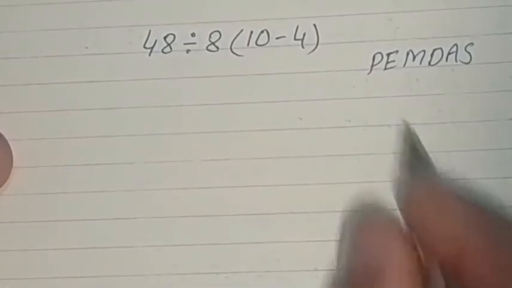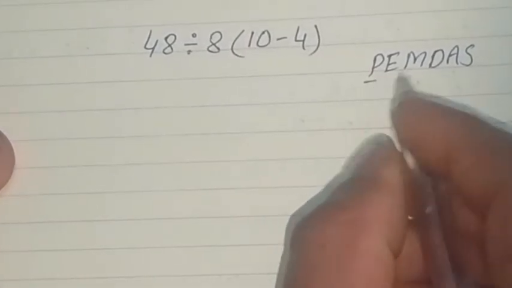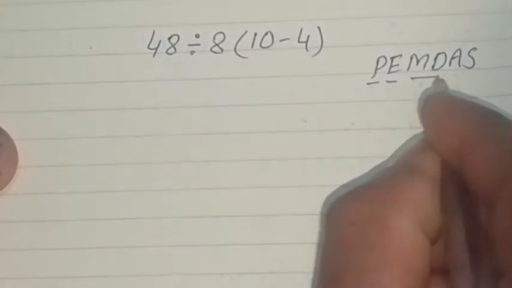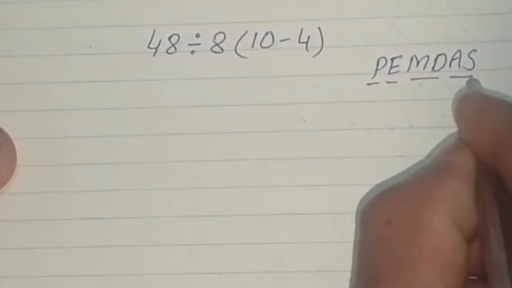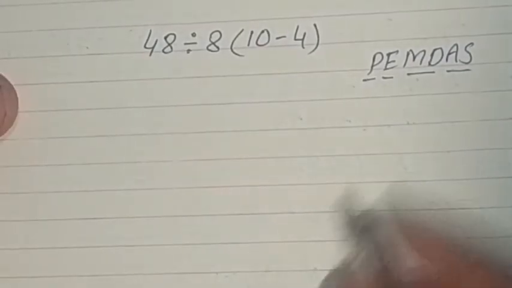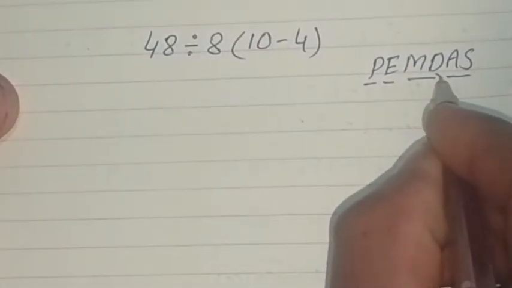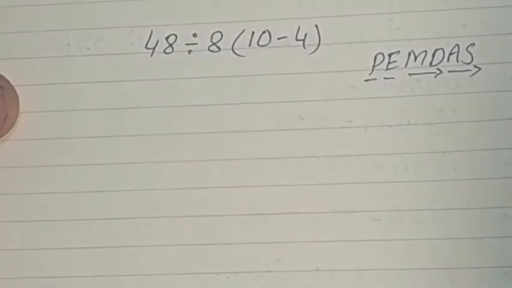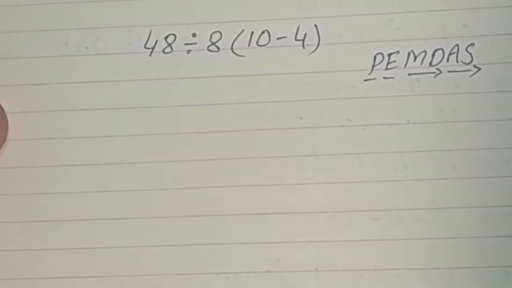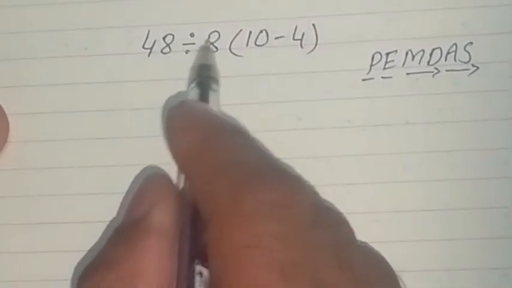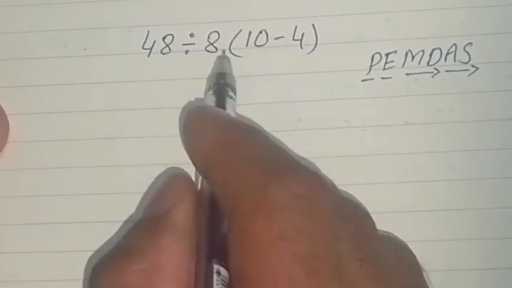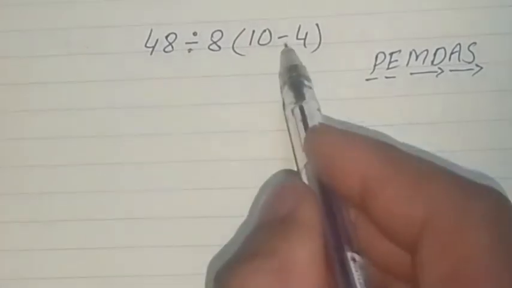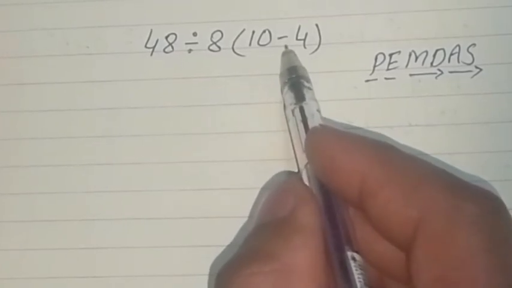According to the PEMDAS rule, first we solve parentheses, then exponent, then multiplication or division, and then addition or subtraction. Remember, multiplication or division we solve from left to right, and addition or subtraction we solve from left to right. Now we have one division and one parenthesis, and here multiplication, and inside of the parenthesis we have one subtraction.